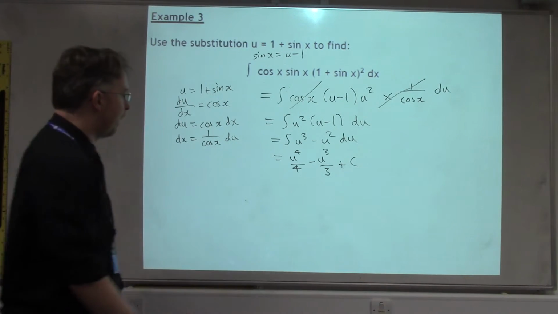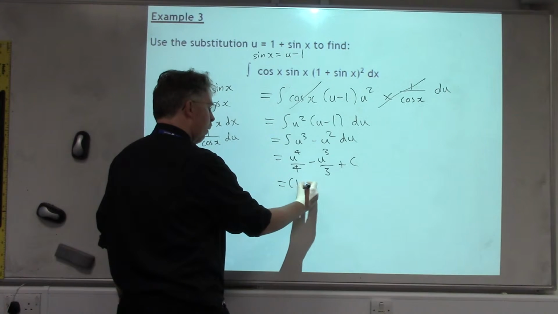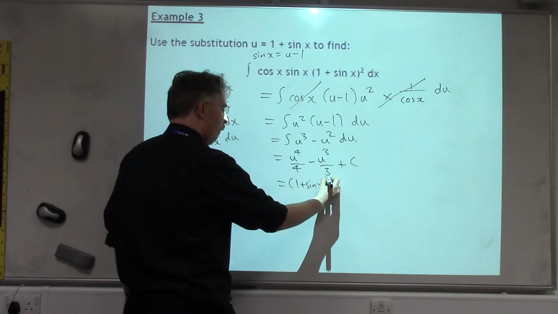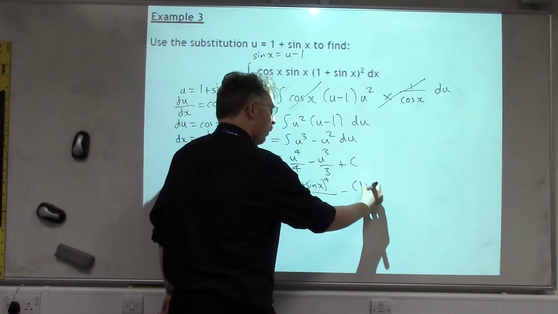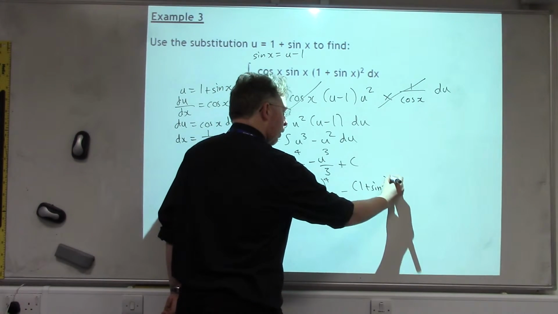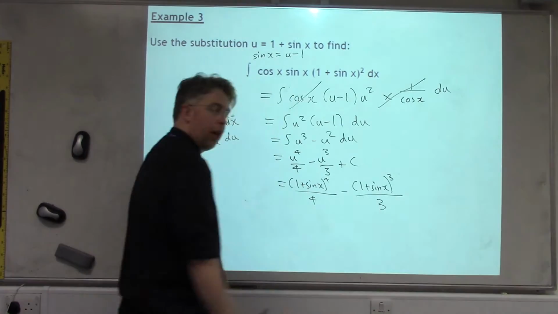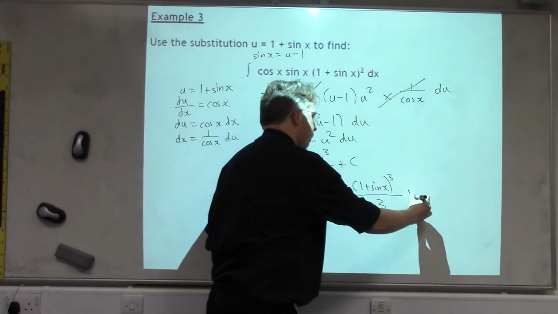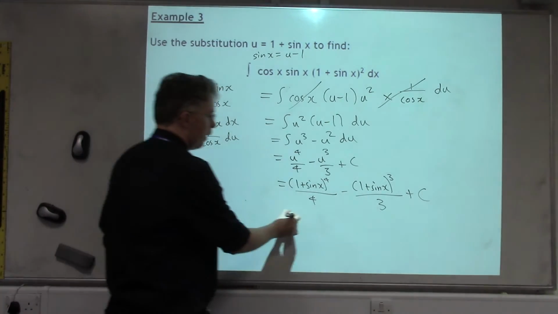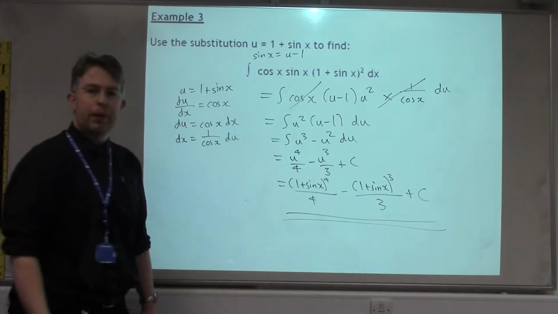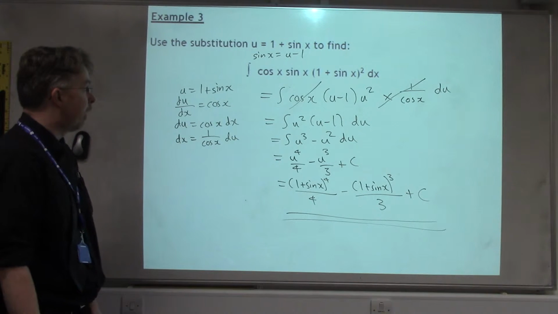Sub our u back in. (1 plus sine x) all to the power 4, over 4, minus (1 plus sine x) all cubed, over 3, plus c. We don't require any kind of simplification, that is sufficient for a final answer.